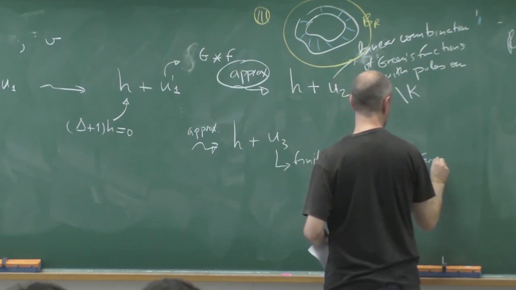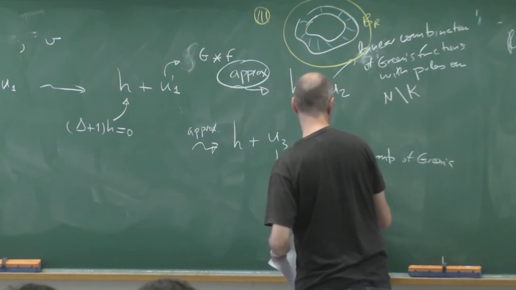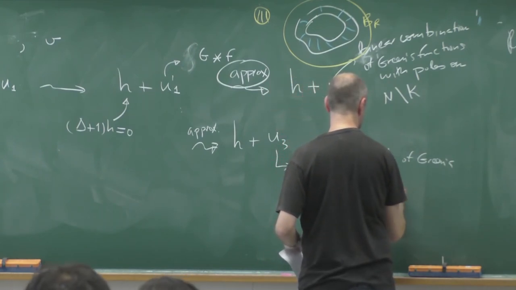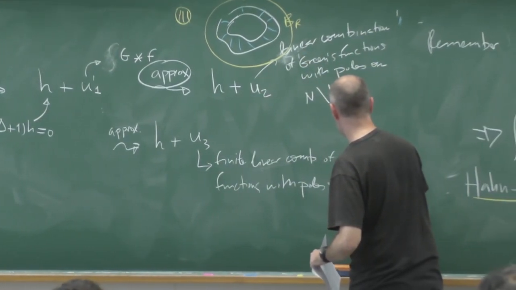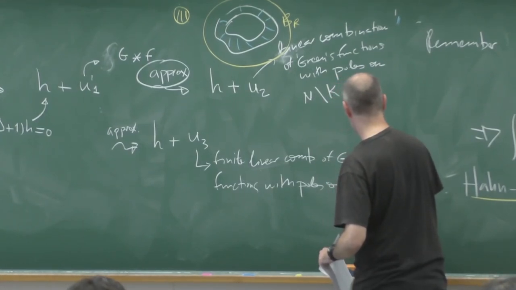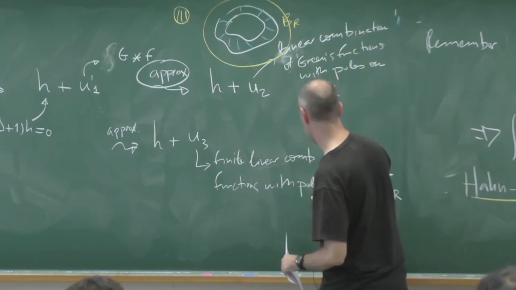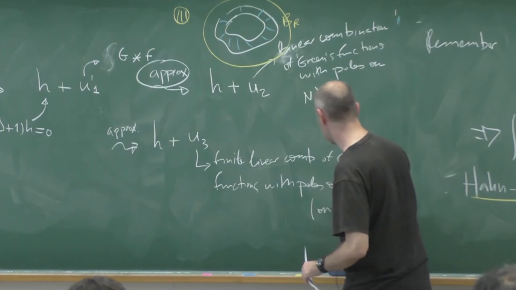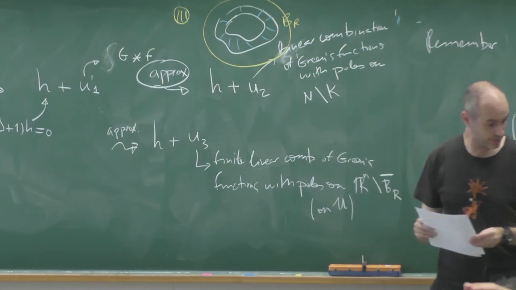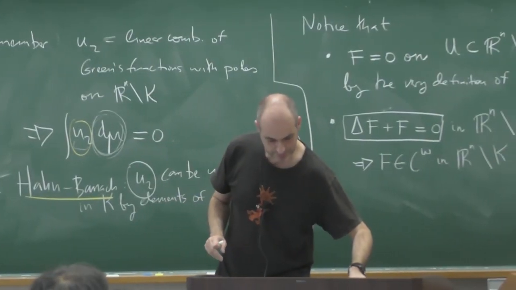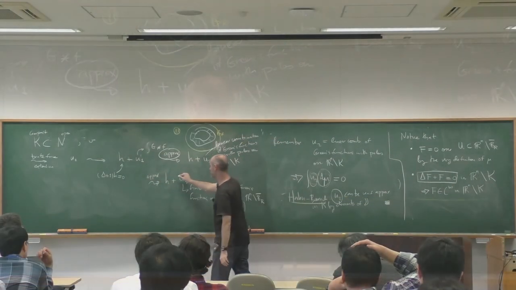So this is a finite linear combination of Green's functions with poles on the complement of the ball, in R^n minus the ball. Even you can fix the set in the complement that you want. So I'll stop now. Tomorrow I work with this U3.